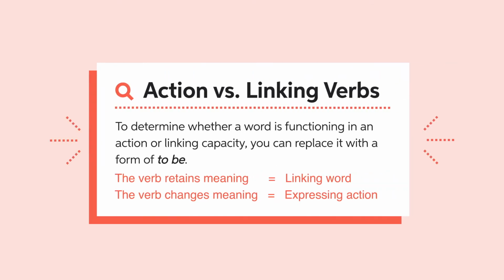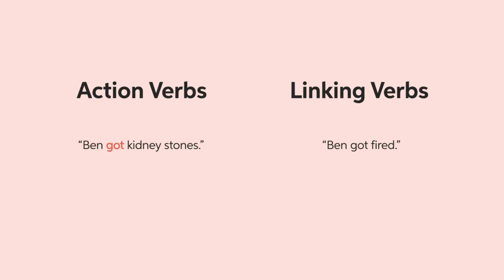Some words can serve both action and linking functions, depending on how they are used. To determine whether a word is functioning in an action or linking capacity, you can replace it with a form of to be. If the verb retains its meaning, it's a linking word. If the meaning changes substantially, it's expressing action. This verb cannot be substituted with to be. This verb can be substituted with to be.